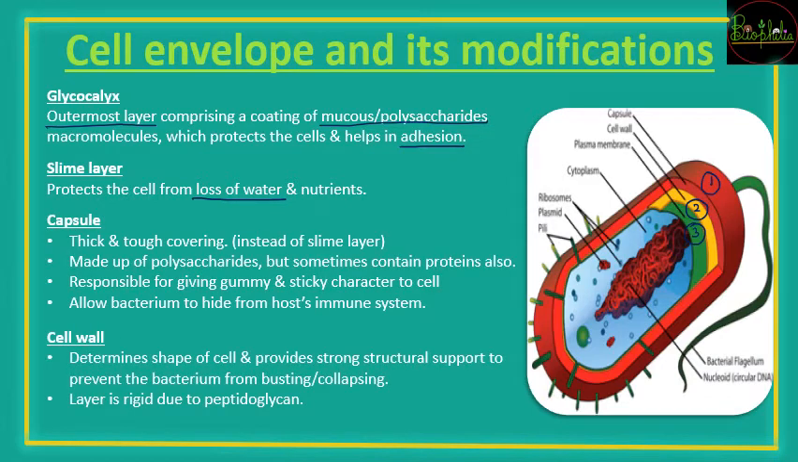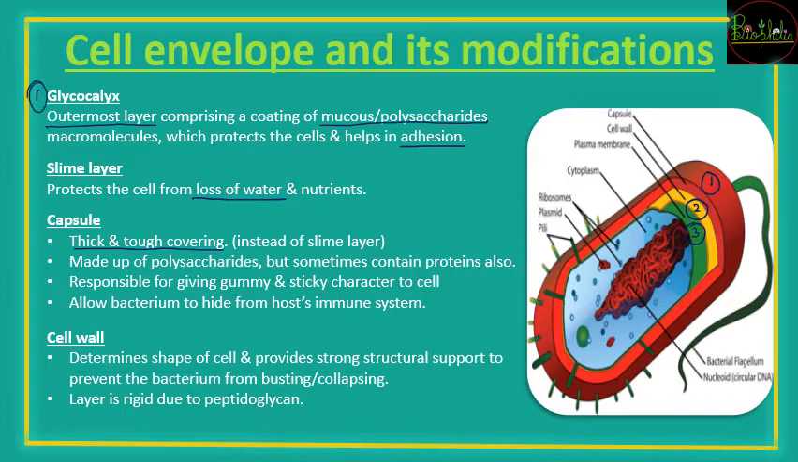Then let's see about the capsule. Sometimes in some bacteria, instead of a slime layer, you can find the capsule, which is going to be a thick and tough covering. So either there can be a slime layer or there can be a capsule. You can write it down somewhere: either slime layer or capsule.